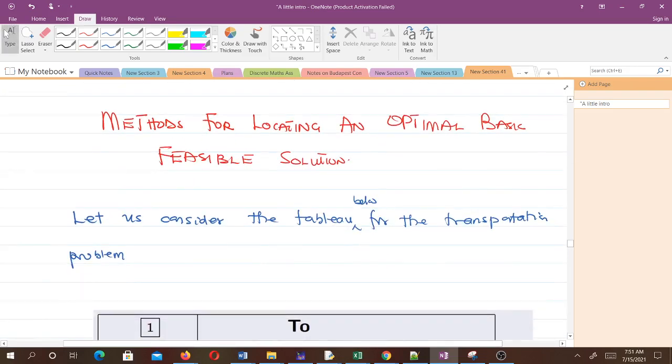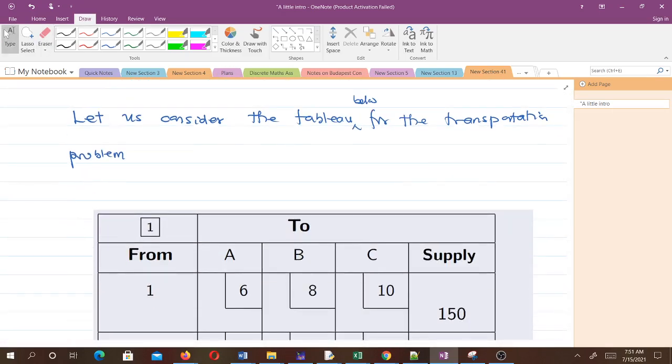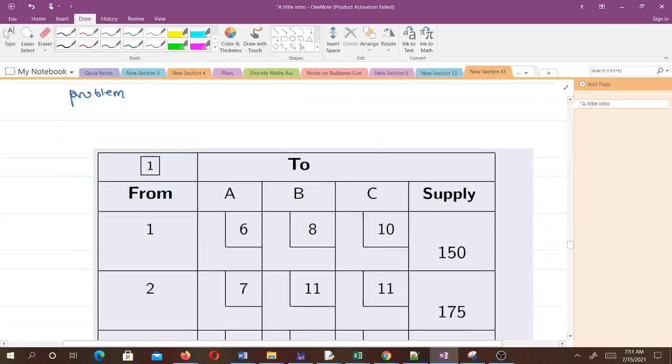Methods for locating a basic feasible solution. Note that when you are given a transportation problem to solve, the first thing that you have to do is to locate your basic feasible solution. So let's just consider the tableau below for the transportation problem.